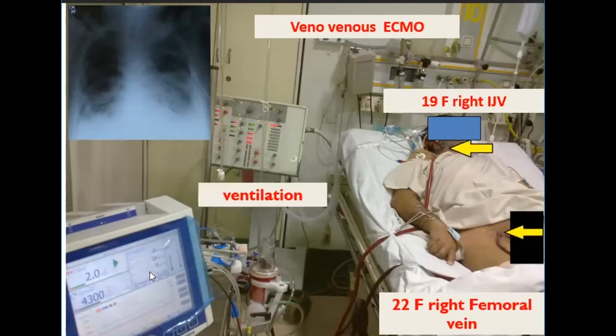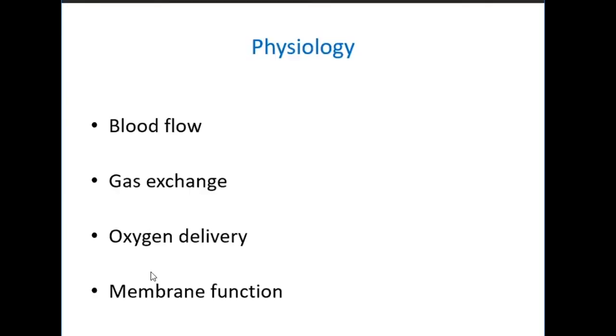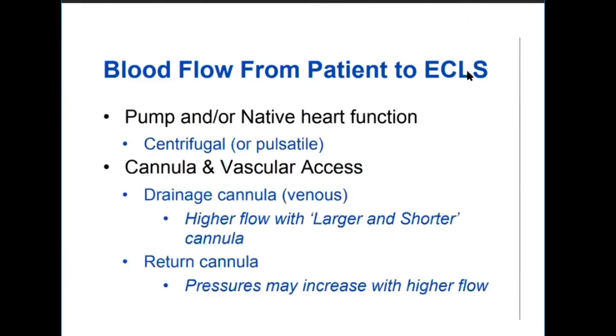This is ventilation. Now coming to the physiology of ECMO. ECMO physiology can be divided into these parts: the blood flow, the gas exchange, the oxygen delivery, and the membrane function. The blood flow to the membrane, or the extracorporeal oxygenator, totally depends upon two things. One, how your pump is functioning, and second, how your native heart is functioning. Native heart function will come first.